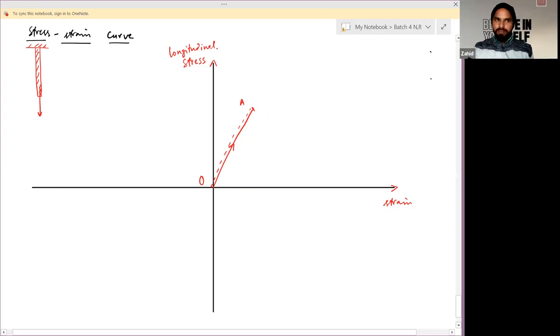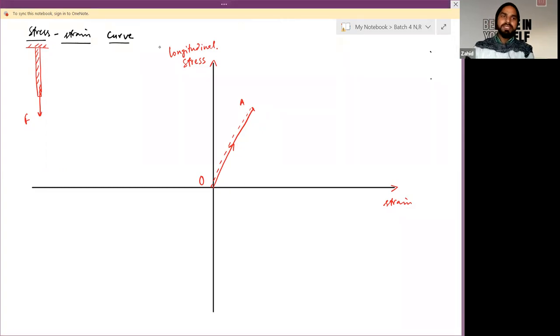Suppose a rigid body which is hanged from any support and a deforming force is applied to stretch it. So if you stretch it up to point A, and if you remove the deforming force, the body will have tendency to regain its original shape exactly. So up to A point, it will be termed as elastic limit. Is it clear? Yes, sir.